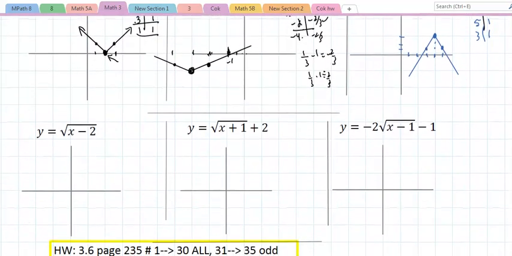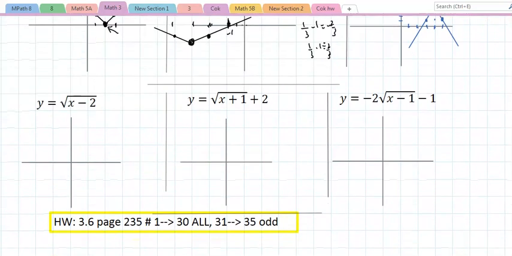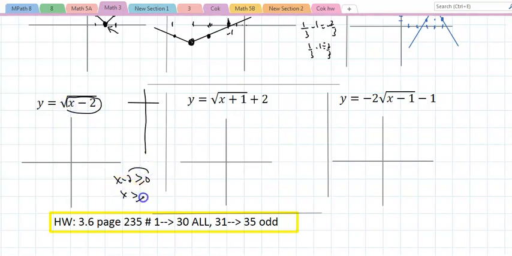And let's get the radicals out of the way. So if I look at a radical, okay, well, I've got to be careful with a radical because of domain. So I look at this and say, wait, what's the domain? X minus 2 must be bigger than or equal to 0. So x has to be bigger than or equal to 2. Every time I do a graph of a radical with an even index, or a rational, or a log, I have to worry about domain.